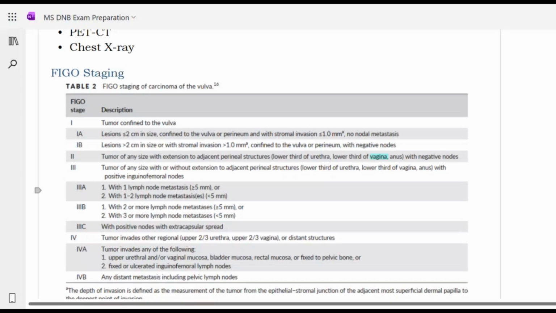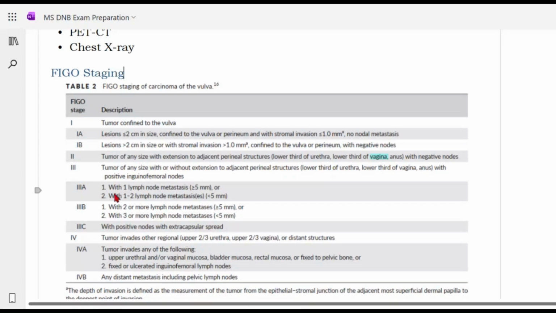I have already mentioned, when we are talking about the nodal disease, you have to take into account three things: number of the nodes involved, size of the node, and extracapsular spread. Okay, now if you get an extracapsular spread in the lymph node, then it is directly 3C. Okay, so you have a positive node of any size, but if you get an extracapsular spread, you directly go to stage 3C. Okay, then if there is no extracapsular spread, then you look into the size and you look into the number of the lymph nodes.